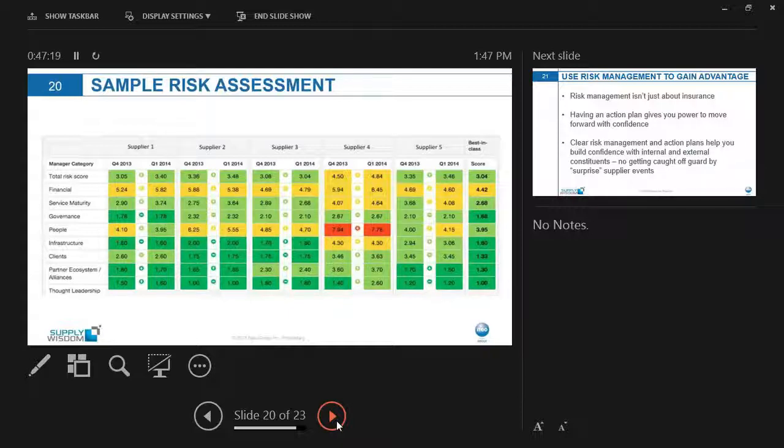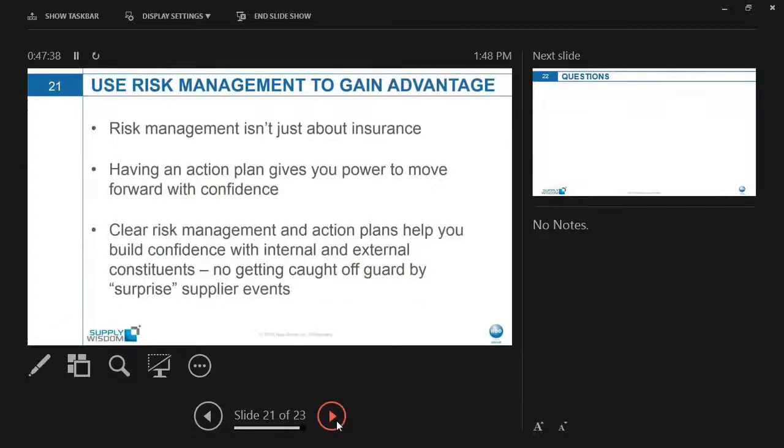So again, a sample for you to take a look at, and also to show you the importance of not just tracking individual suppliers, but scoring them in comparison to each other so that you can see a really true picture of your overall supply base and also how your supplier fits against the market average.